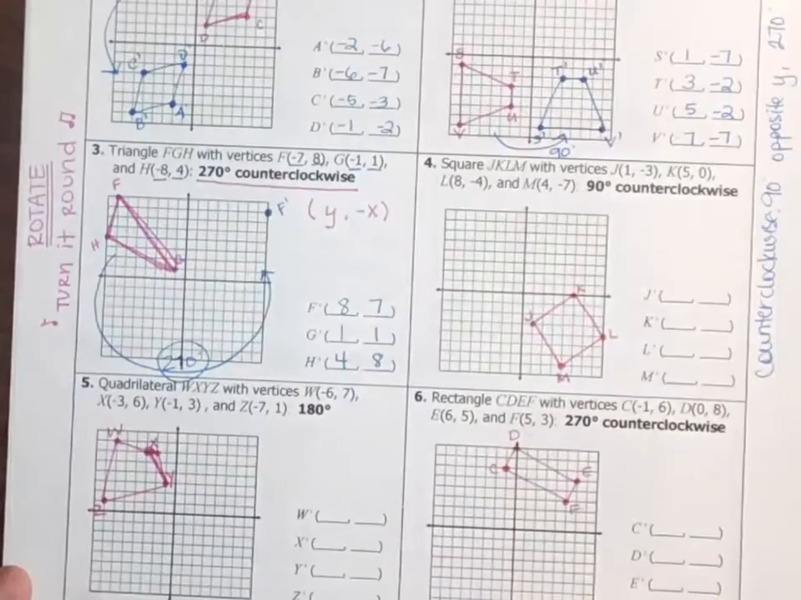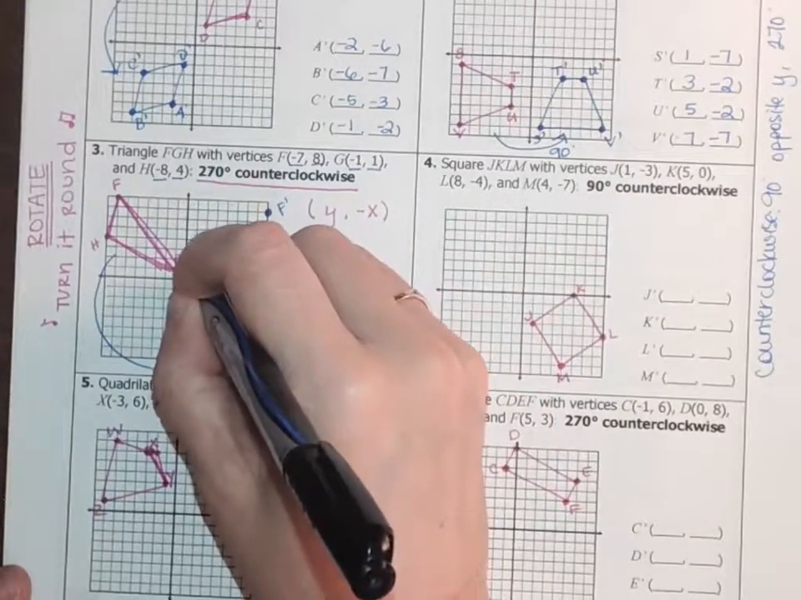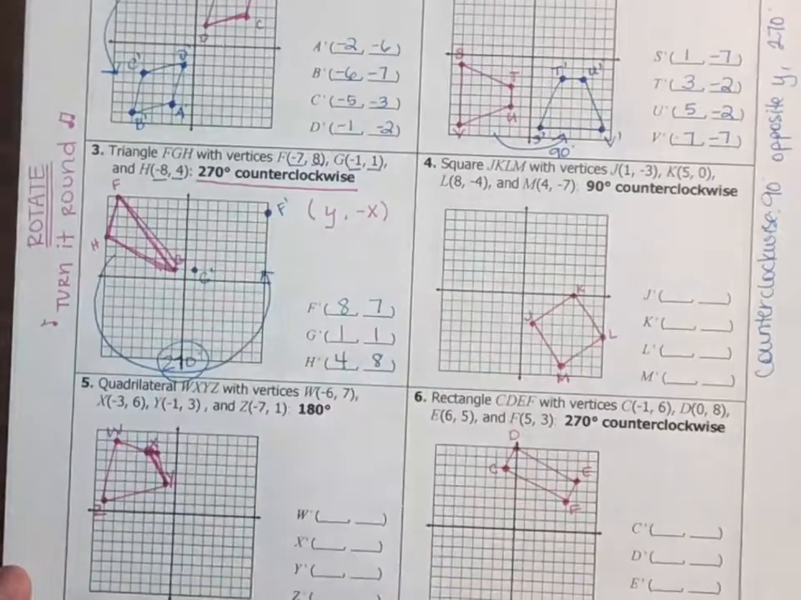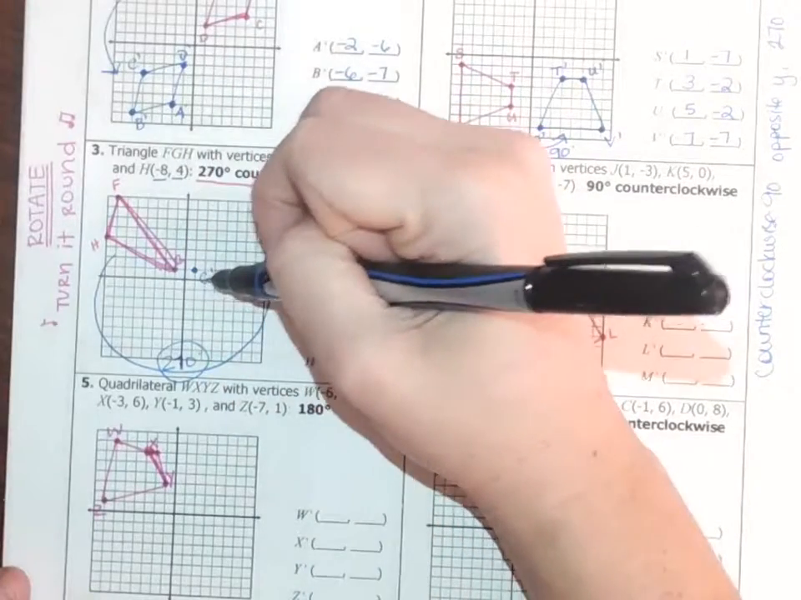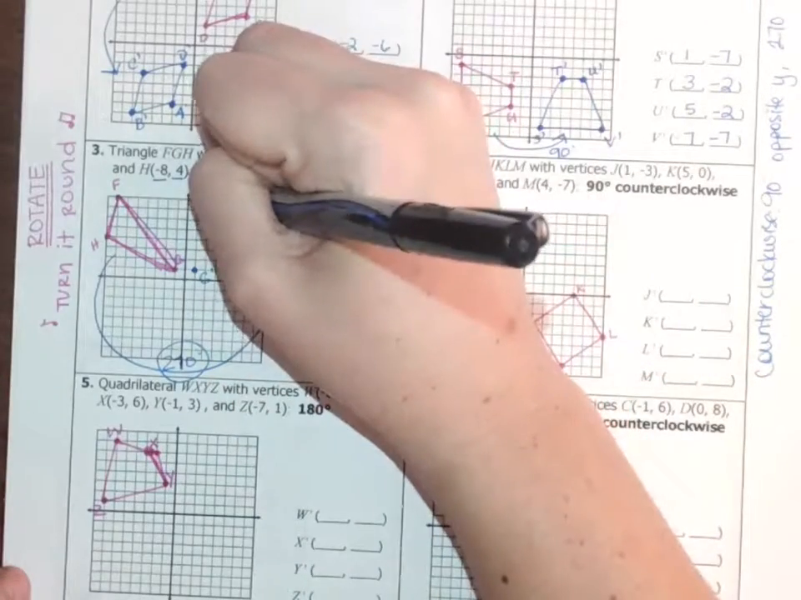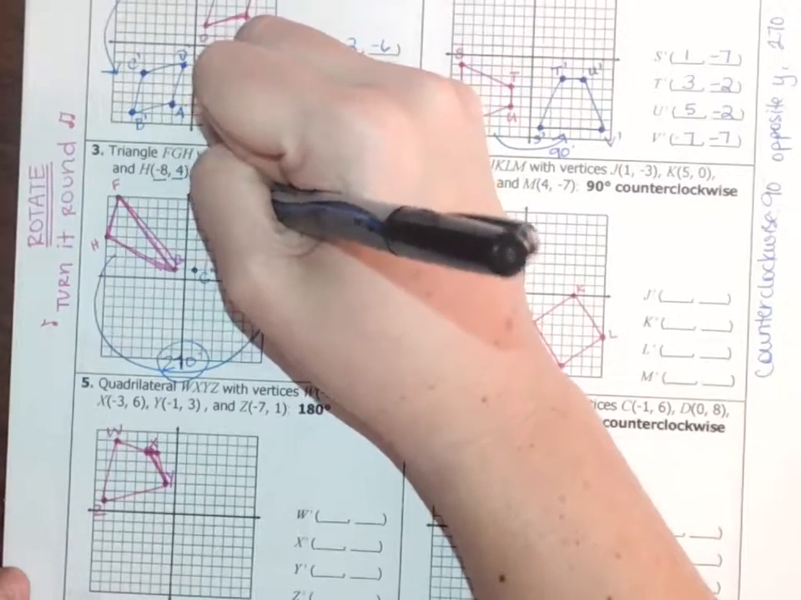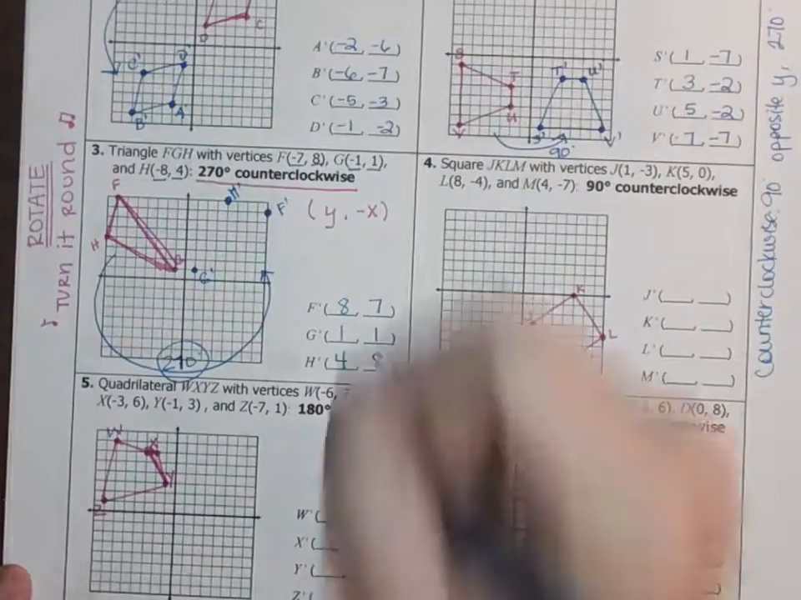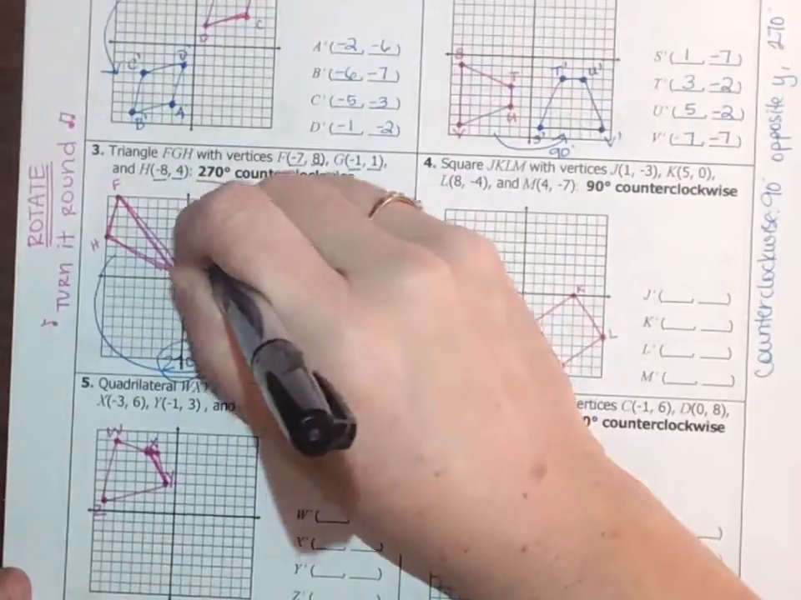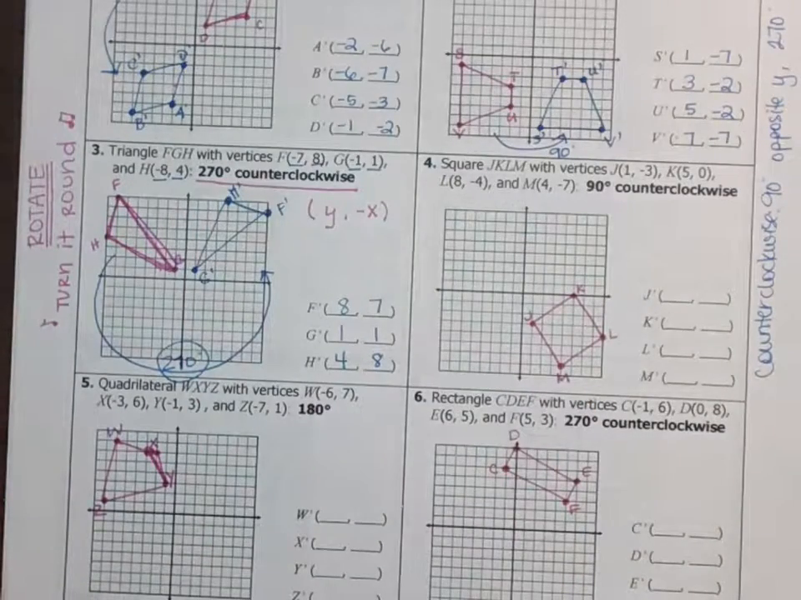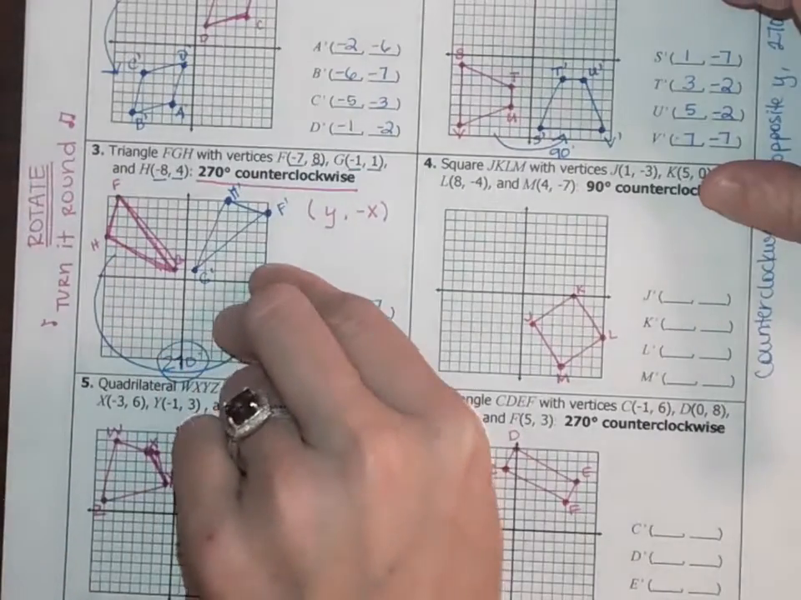That's our f prime. We're going to take a look at g prime, which is 1, 1. And then we're going to take a look here at h prime, which is 4, 8. So 2, 3, 4, all the way up to 8. Okay? I'm going to connect our dots. Here we go. All right. So we just took this figure and we rotated it 270 degrees.